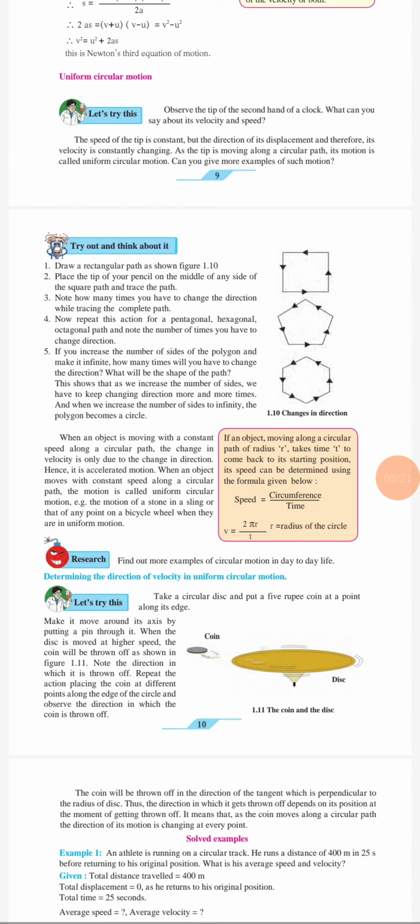Here we have the radius, so we can easily count the distance of the circular part. Speed equals circumference upon time. Circumference is 2 pi r and time is t. So velocity equals 2 pi r upon t. For any circular motion, if you want to find the speed, you have to use this formula, 2 pi r upon t. It is distance upon time, but here the distance, according to the circle, is the circumference.